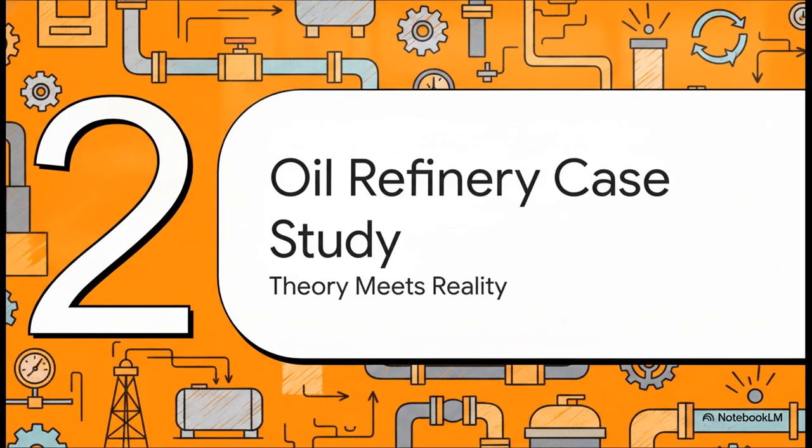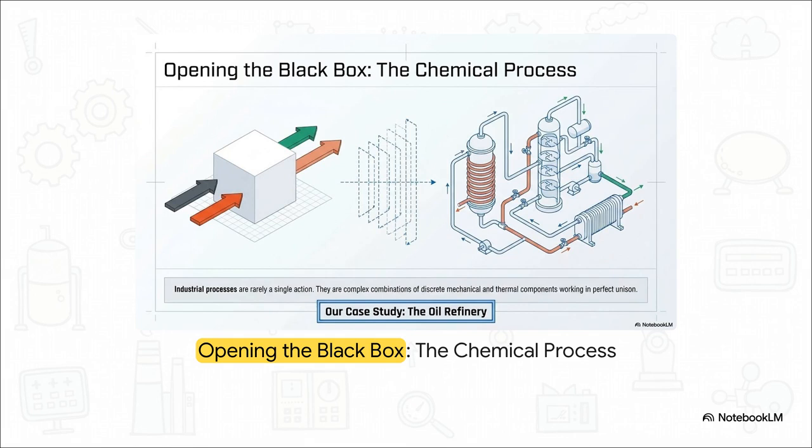Moving on to Section 2, the oil refinery case study. Let's see this in action. So we just talked about that simple block diagram, right? But when you open up that black box, you realize an industrial process is never just one simple action. It's a highly complex combination of individual mechanical parts, things like pipes, valves, and heat exchangers, and they all have to work in perfect unison. As control engineers, we don't just look at the outside of the box. We actually have to control every single pipe and valve hidden inside of it.